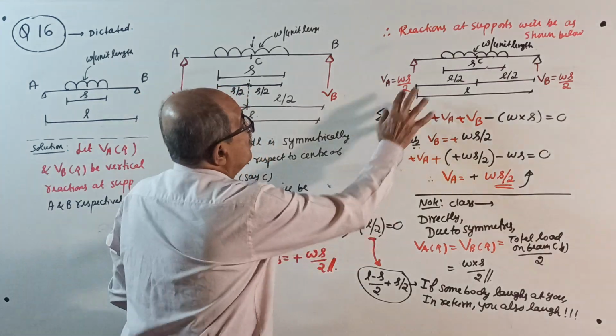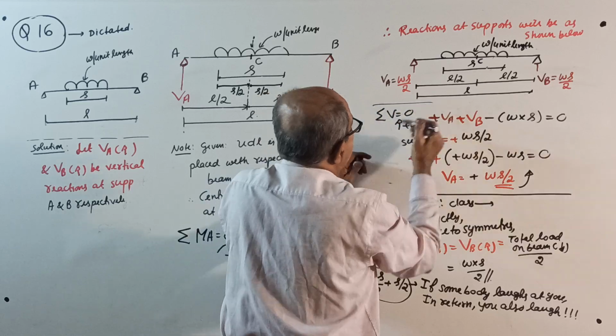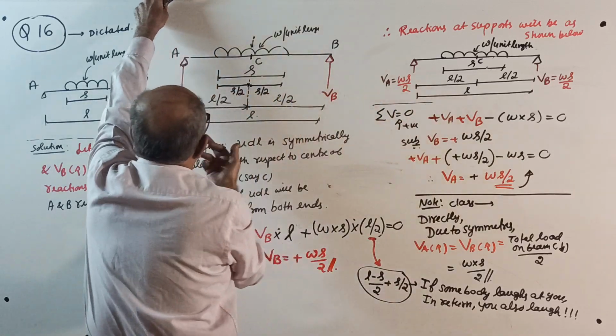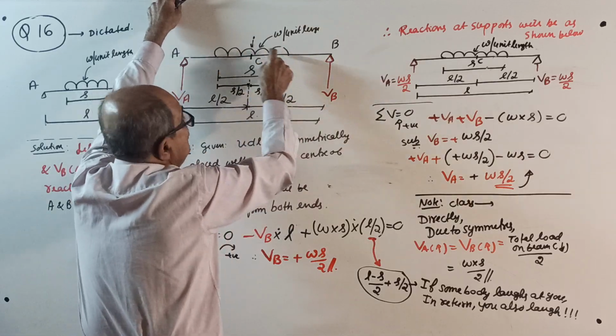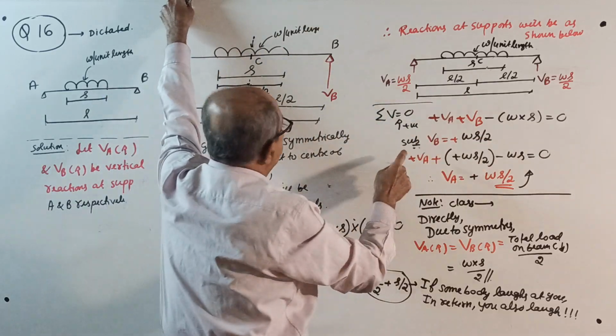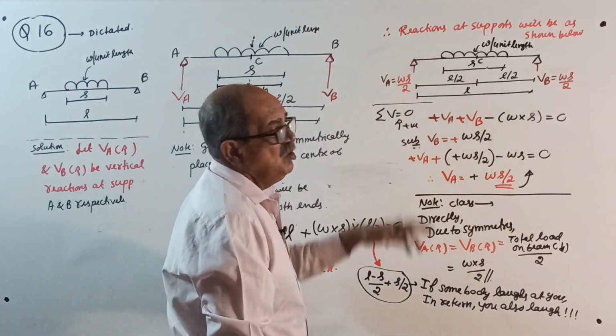Next, sigma V equal to 0. VA plus VB minus W into S equal to 0. Substitute VB equal to WS by 2. VA also will come WS by 2.